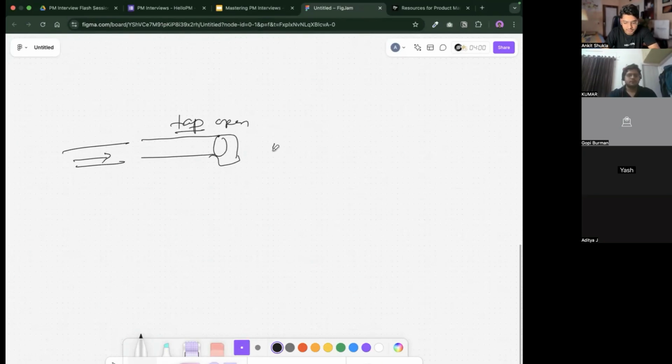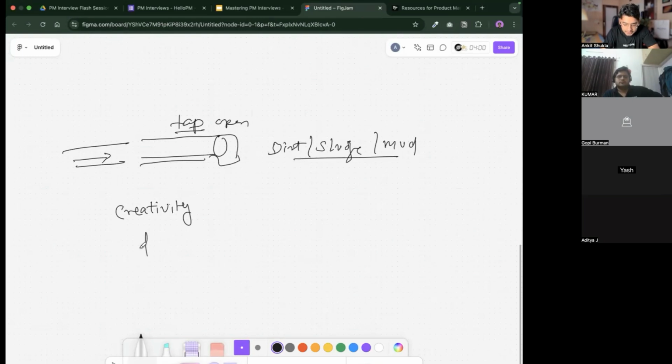Sludge. Yes. So dirt, sludge, mud, and everything useless will come out of this. Now this is like your mind. And this mental model is called the creativity faucet or creativity tap.